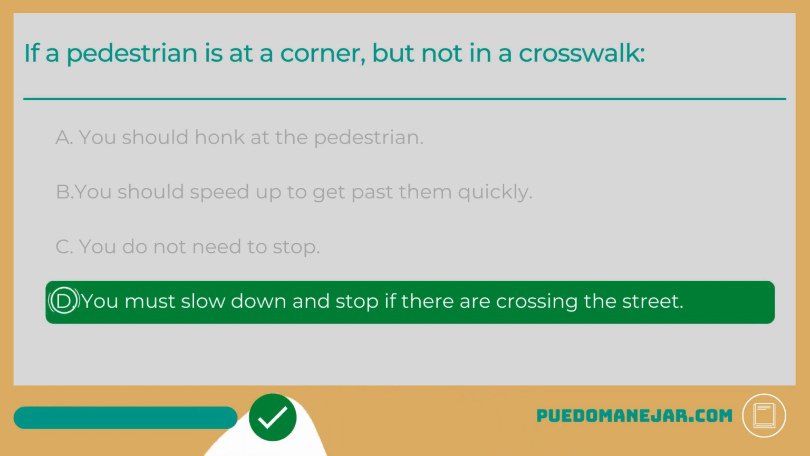D. You must slow down and stop if they are crossing the street. When you are driving near pedestrians on the side of the road, you need to use caution, reduce your speed, and give them space. If a pedestrian is standing at the corner, but not in the crosswalk, you can safely assume that they are about to start crossing the street. In these situations, it is best to slow down and stop to allow the pedestrian to cross.